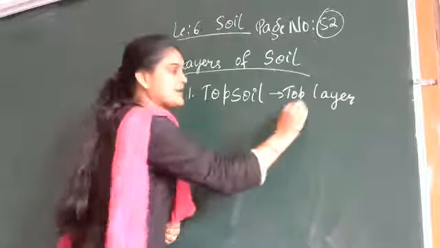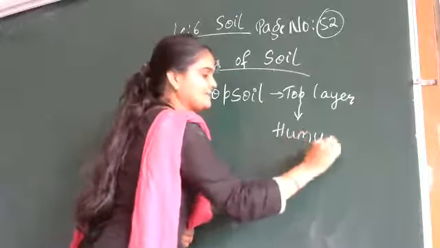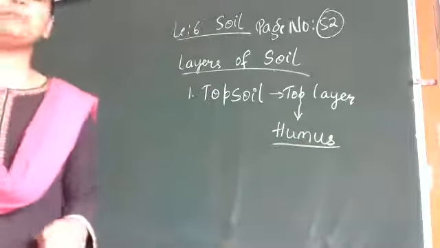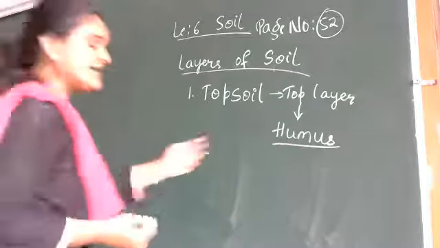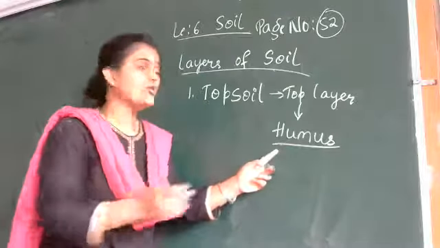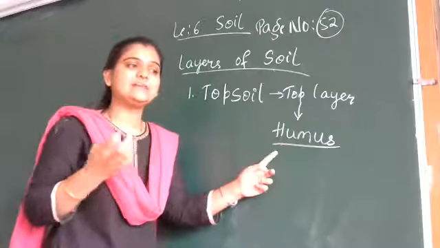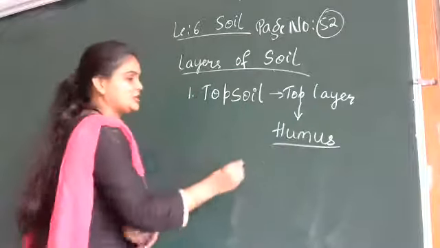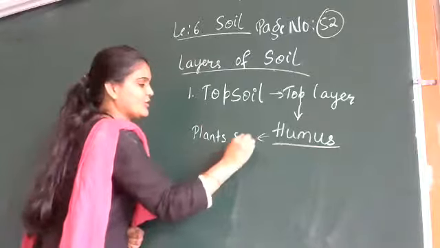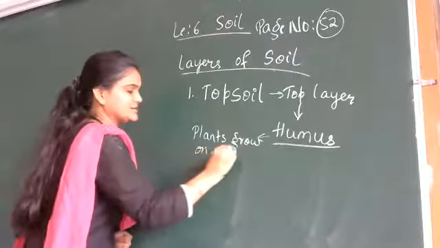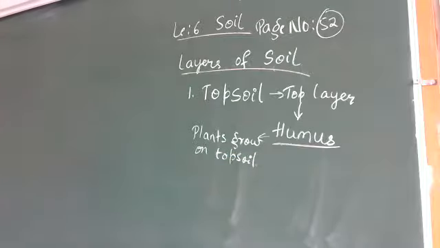See here, children, what does this top layer contain? It has humus. It contains lots of humus. And tell me, children, do plants grow on the topsoil or deep inside the topsoil? Where do the plants grow? On the topsoil. Yes, plants grow on topsoil. We find them above the earth's surface.